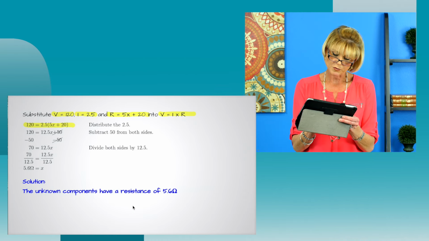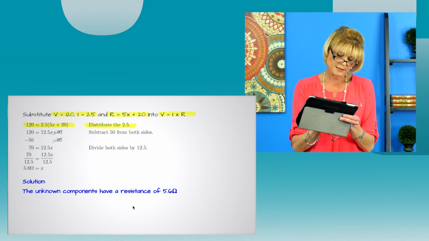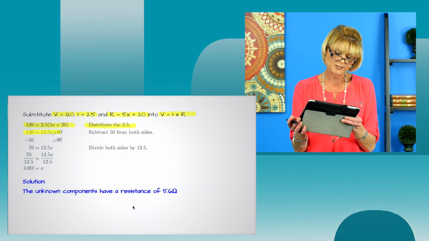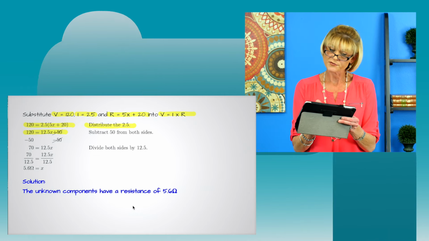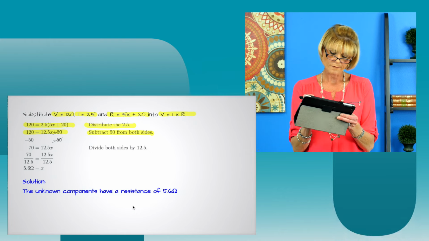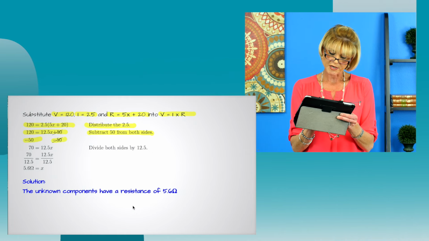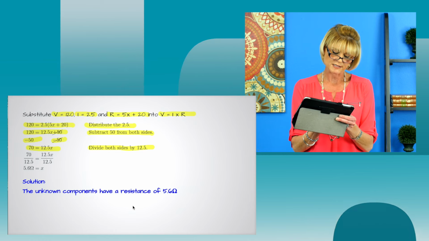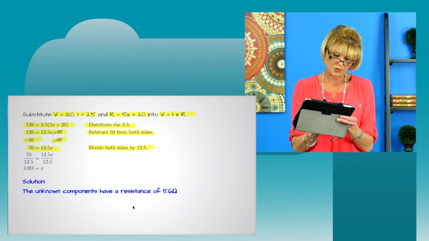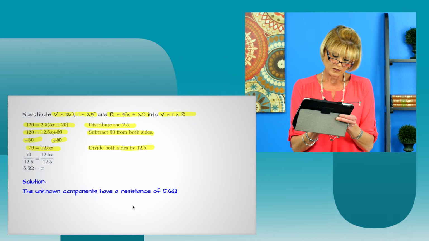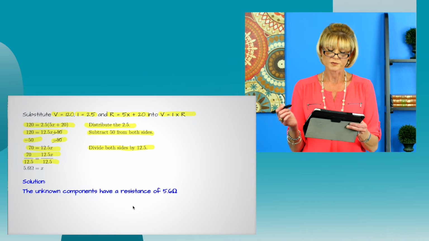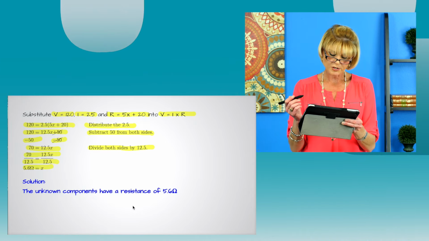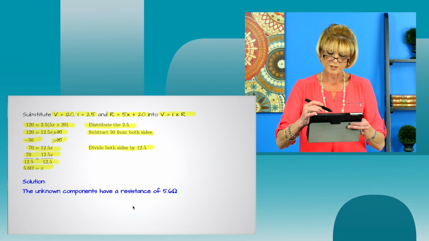Next, we will distribute the 2.5. 120 equals 12.5X plus 50. Simply subtract 50 from both sides. Then divide both sides by 12.5. After we get 70 equals 12.5X, we divide both sides by 12.5, and we get 5.6 ohms equals X. So the unknown component has a resistance of 5.6 ohms.